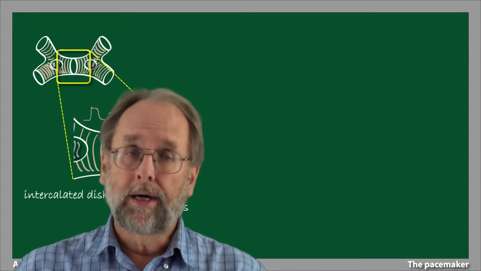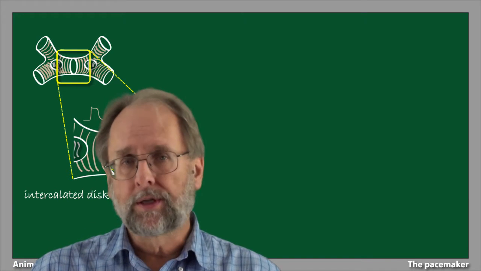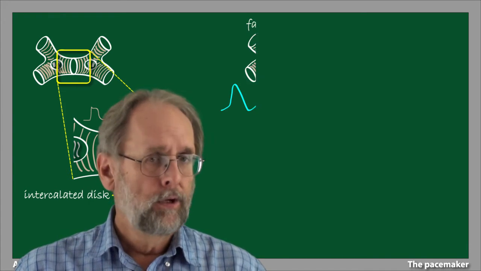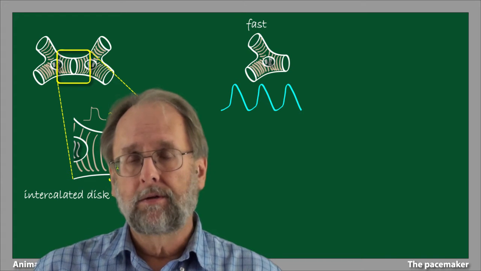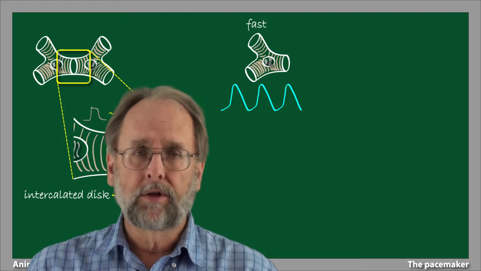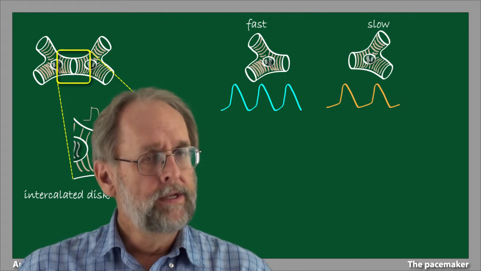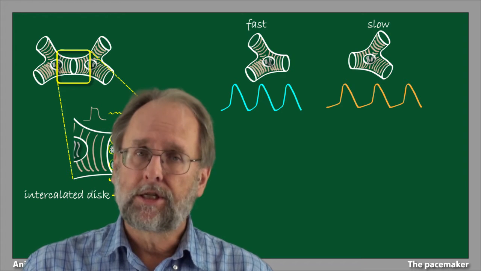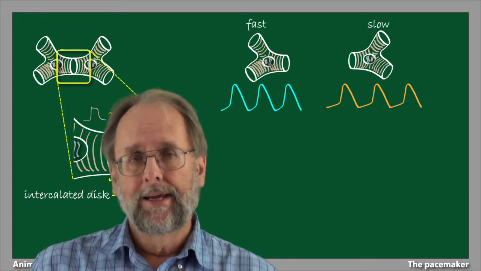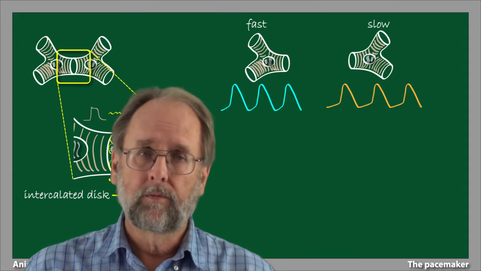Imagine we have two isolated cardiac pacemaker cells that each contract according to some intrinsic rhythm. On the left, we have a pacemaker cell that has a steep pacemaker potential. Therefore, its intrinsic rate of excitation is fast. On the right is another pacemaker cell that has a shallow pacemaker potential. Therefore, its intrinsic rate of contraction is slow.